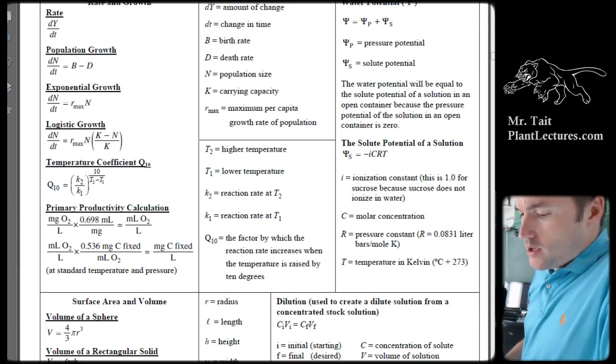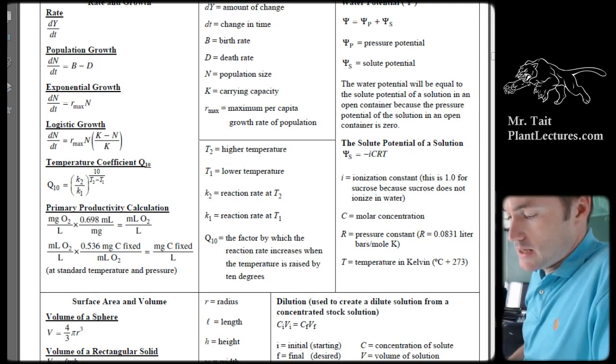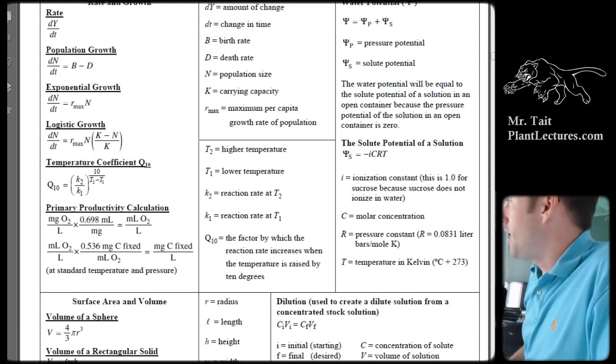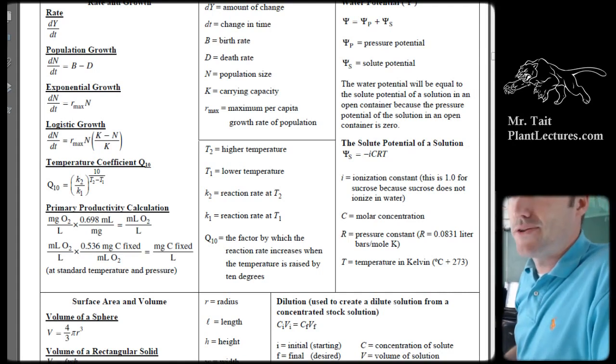Okay, so the first thing I want to talk about is the formula sheet that you get for the AP exam. I will post this formula sheet on my website. It's not protected. If you Googled AP Biology exam formula sheet, you would get this. But I'll post it on my website in case you're just curious about looking at it.